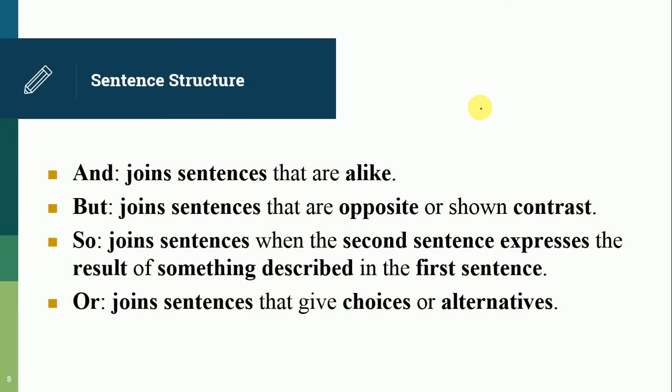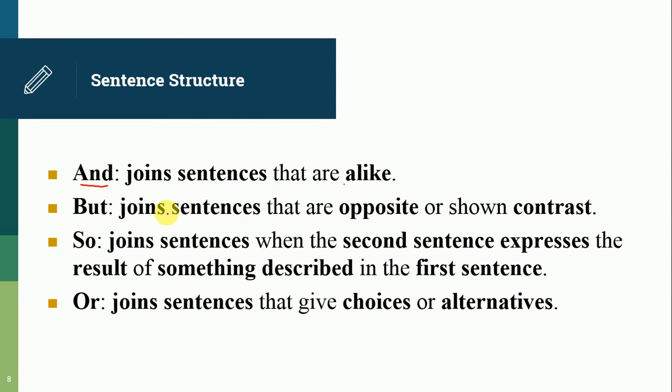Sentence structure: and joins sentences that are alike. Remember that the coordinating conjunction and joins two sentences that are alike. Sorry, alike means grammatically they are alike. Alike means the subject might be shared, the verb might be shared, like that. For example, I study English and she studies Arabic.